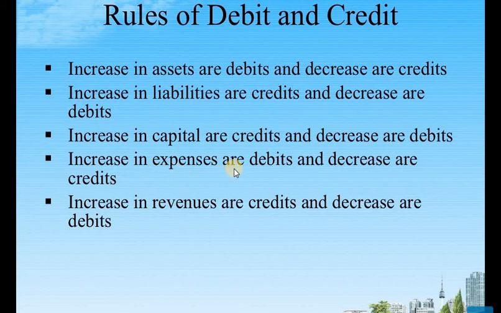In case of expenses, increases are debits and decreases are credits. When expenses are increasing it is debit, when decreasing it is credit. For example, salary: when you are paying it, it becomes debit; when you are not paying, that will be credit. Then increases in revenues are credits and decreases are debits. It is directly opposite to the expenses account. When you are receiving revenue it is credit, and when you are not receiving or receiving late, then it is debit. Like this it goes.